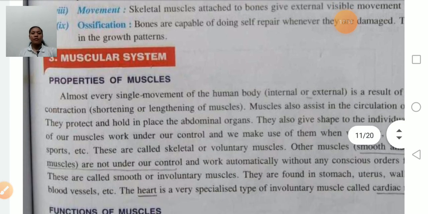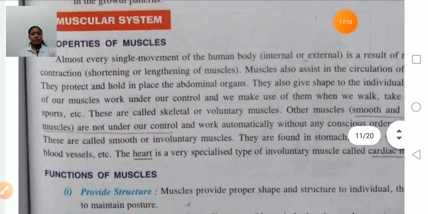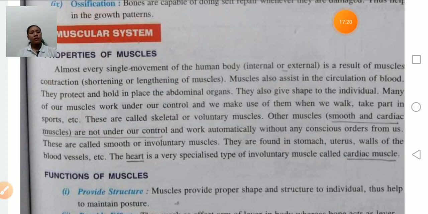Muscular system. Every movement of our body is due to the muscles, whether internal or external movement. It is due to muscle contractions, meaning shortening and lengthening of muscle. Okay, muscle contraction means shortening and lengthening of the muscle. Due to muscle contractions, the movement is possible.